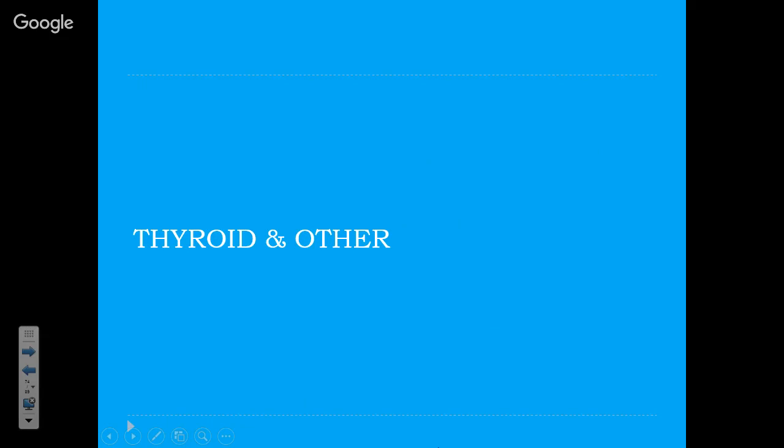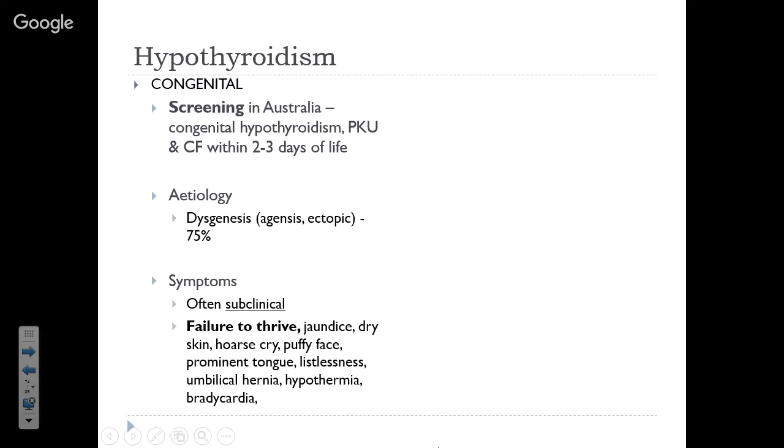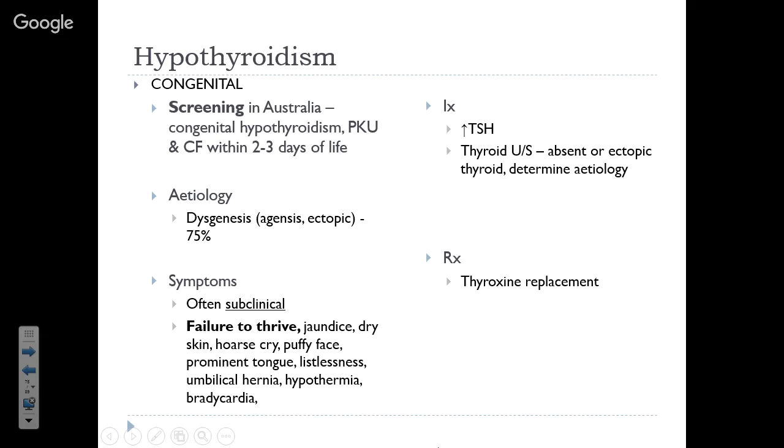All right, moving on to the thyroid and other stuff. Thyroid disease is very much similar to adult thyroid disease, so not much is different. For congenital hypothyroidism, there is screening done in Australia for all newborn babies within about 2-3 days of life, along with PKU and CF.